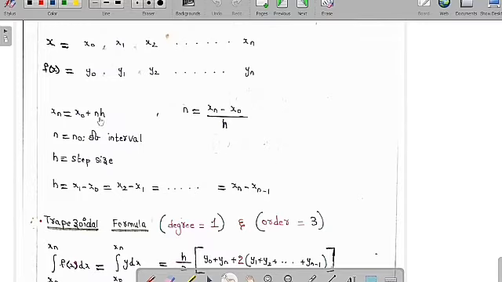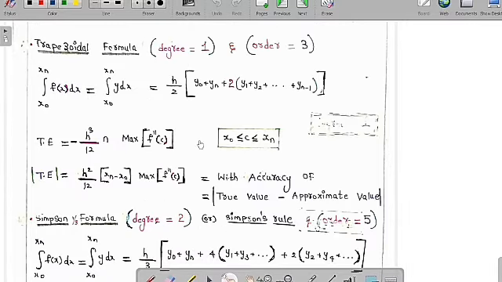So if you rearrange, we are going to get n is equal to (xn minus x0) by h. Therefore, xn is equal to x0 plus n into h, where n is called the number of intervals between x0 and xn, and h is also called the step size, which is the difference of two successive x values. Now we are going to learn the 3 important formulas.